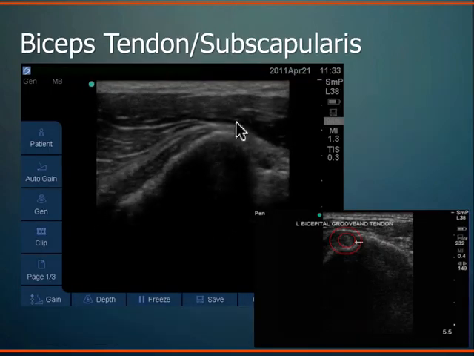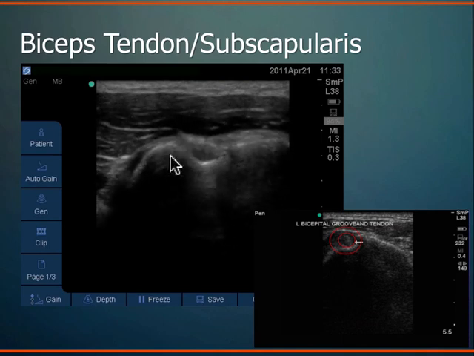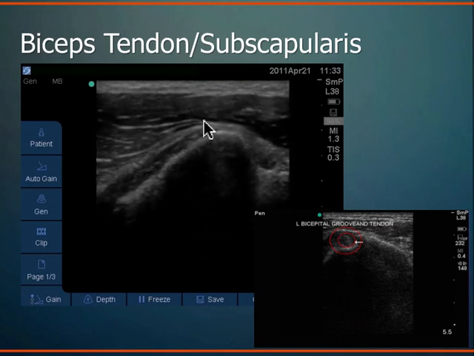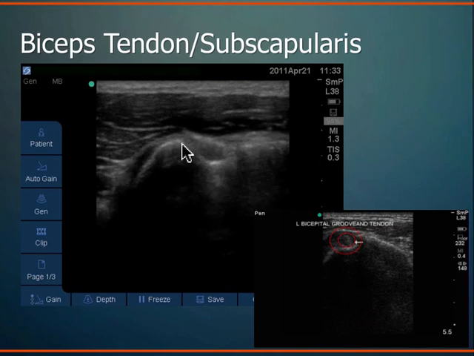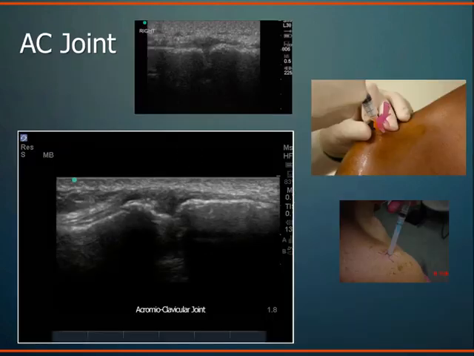And this is just the humeral head going into external and internal rotation. As it comes into external rotation, you can see the subscapularis coming across the top. So rotator cuff tendons are very easily imaged on this modality, and you can see them quite well.